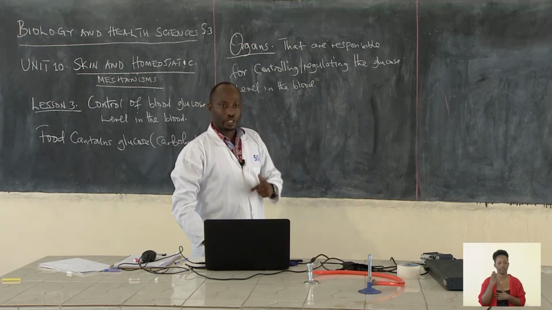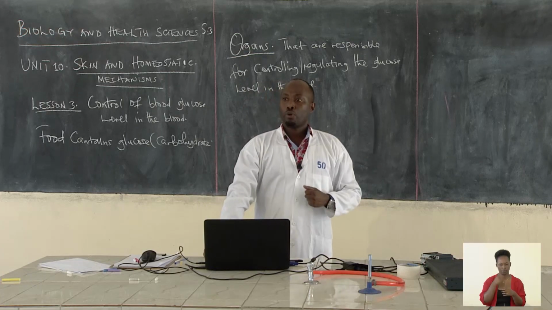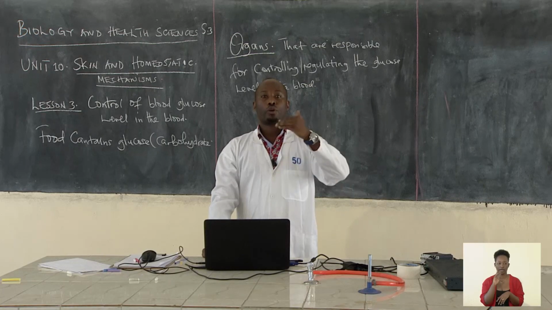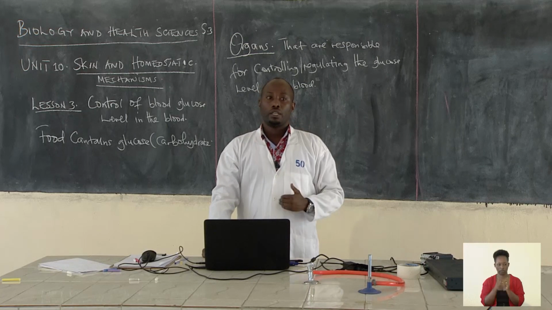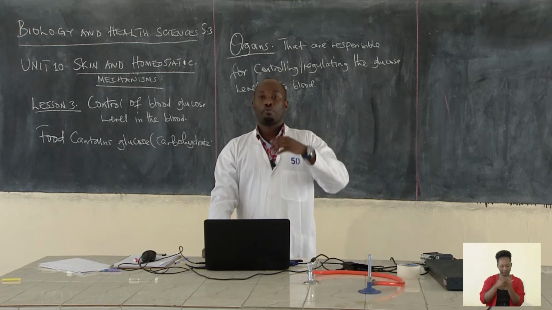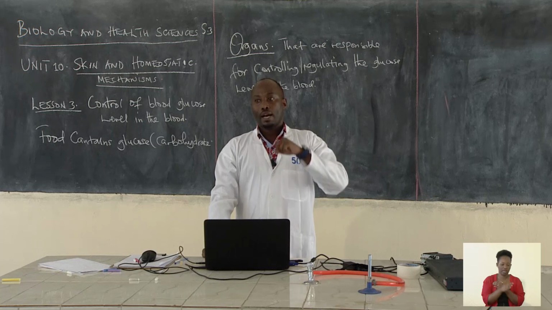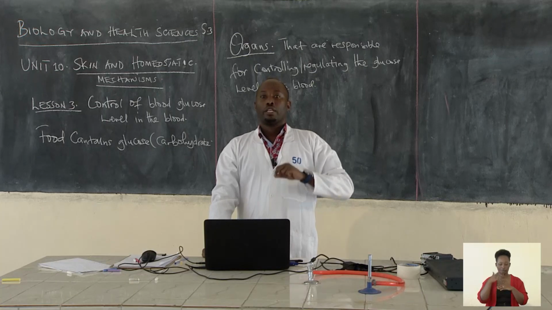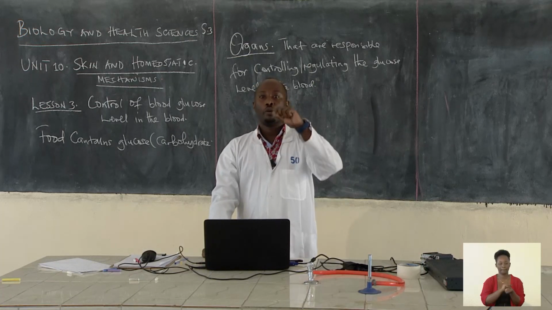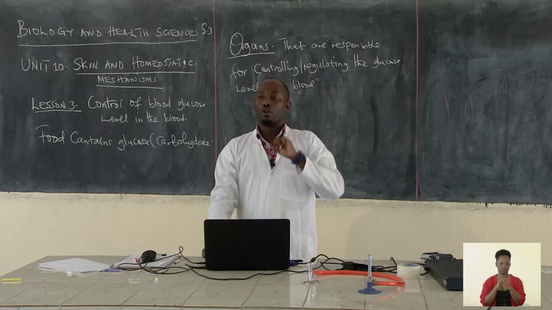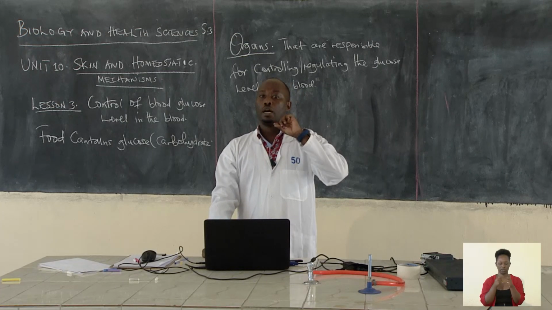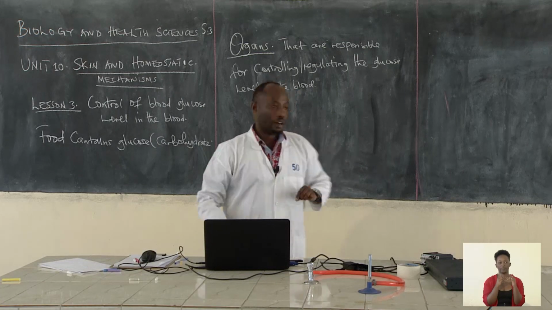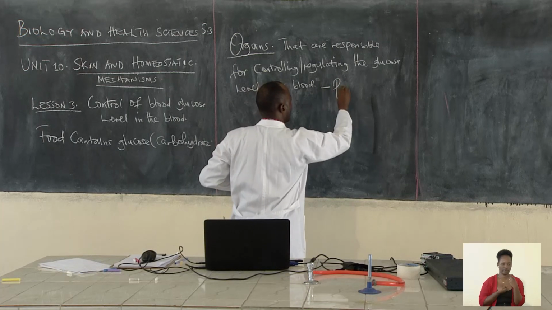Students, let us remind ourselves of those organs. Once carbohydrates are taken into our body, they have to be broken down. Once they are broken down in the small intestine, they are absorbed into the bloodstream. And if the glucose level increases in the bloodstream, it can damage our body tissues. So some of the organs responsible for regulating the glucose concentration in the blood, number 1, is the pancreas.